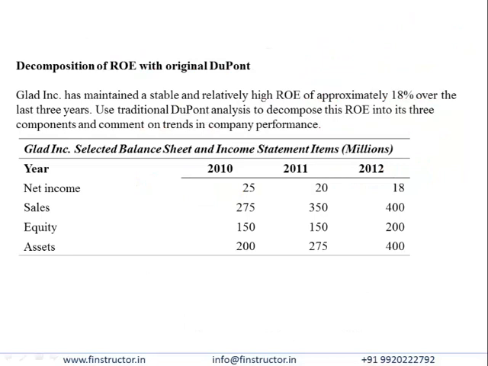So let's understand the DuPont model with an example. Glad Incorporated has maintained a stable and relatively high ROE of approximately 18% over the last 3 years. Use traditional DuPont analysis to decompose this ROE into its three components and comment on trends in company performance. So please remember, the original DuPont breaks ROE up as the net margin, that is the net income upon the sales, multiplied by the asset turnover, that is the sales upon total assets, multiplied by the leverage ratio, that is the assets upon equity.